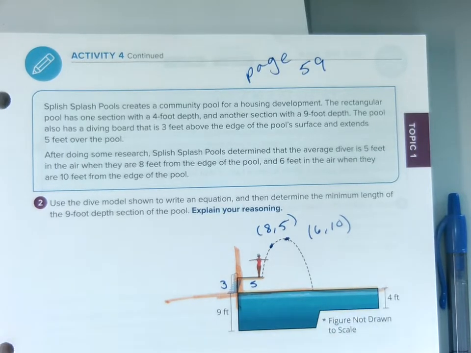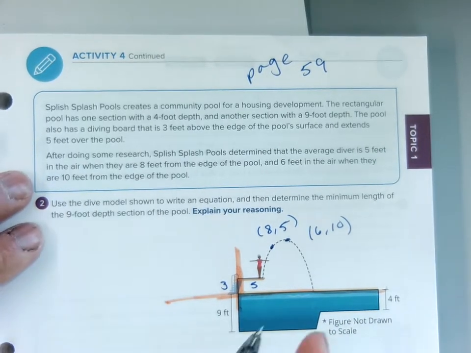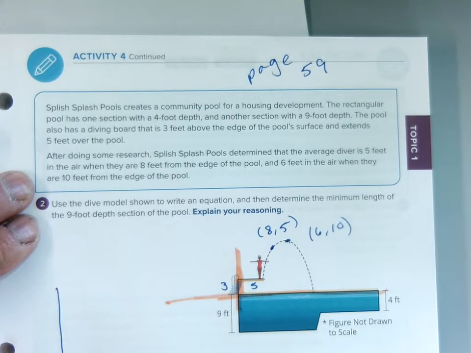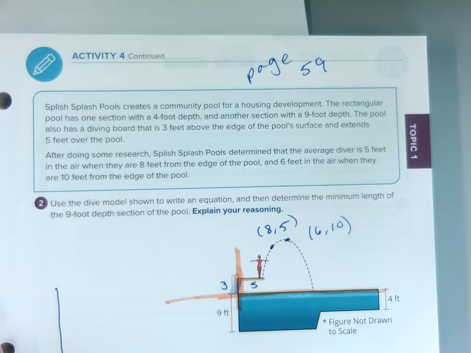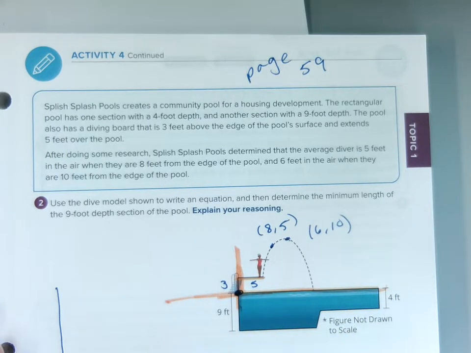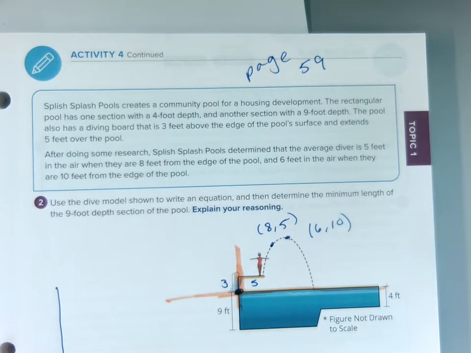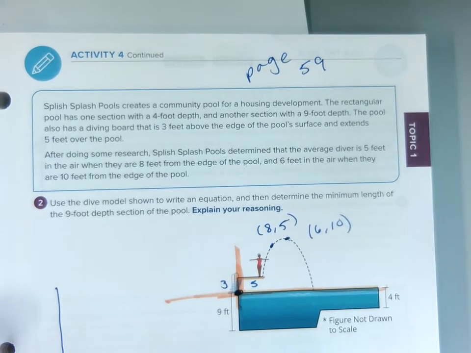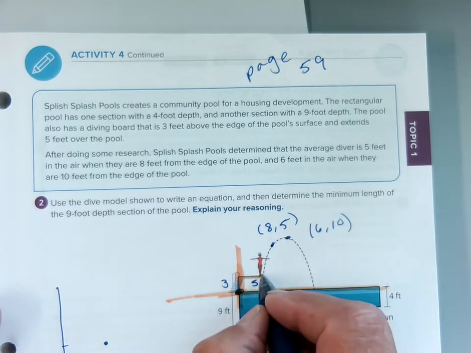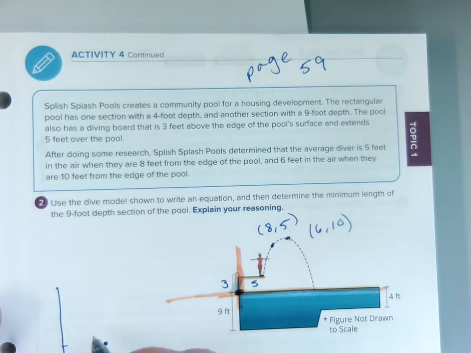And these are like points, so let me redraw this as a graph. It's kind of a hard problem, but I'm here to help, okay? So 0, 0 would be right about there, okay? At 5, 3 is right there, standing on the edge of the board. That's my point 5, 3.